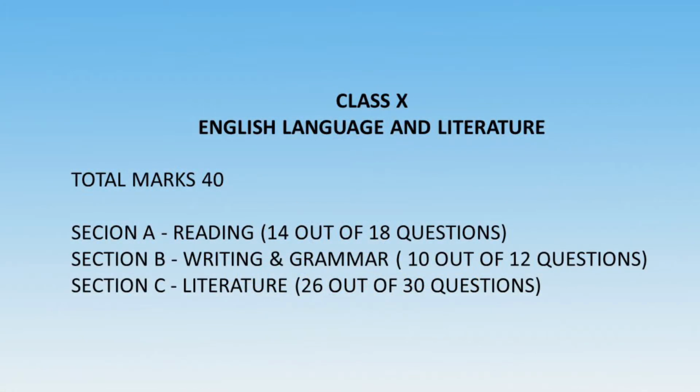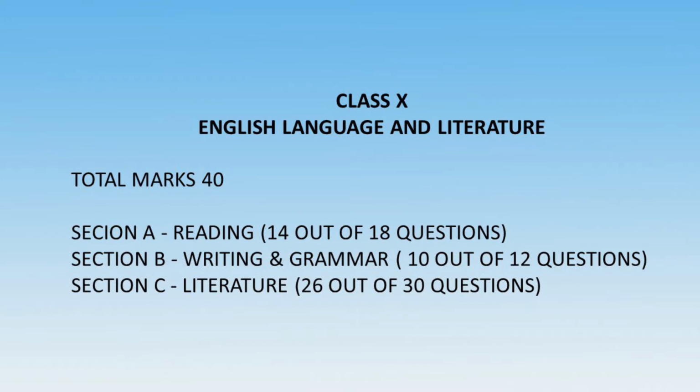So let's look at the new pattern of the question paper for the board exam that will be held in October or November. So we have this new pattern and the marks and the types of questions and all these, we will look at it now. First let's look at the class 10 question paper. So English Language and Literature class 10, the total marks is 40. You will be writing for 40 marks and the question paper is divided into 3 sections. Section A, Section B and Section C.